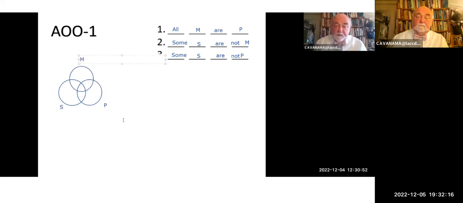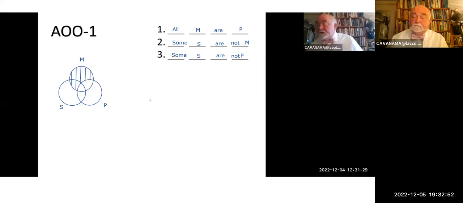Now we're ready to draw. So this time again, we have a universal and a particular, so we do the universal first. All M are P. Anything which is in the M circle is also in the P circle, so therefore those bits of the M outside the P circle will be shaded. They're empty. No bits of the M circle which are outside the P circle contain any elements whatsoever. So all M have to be also in the P circle.